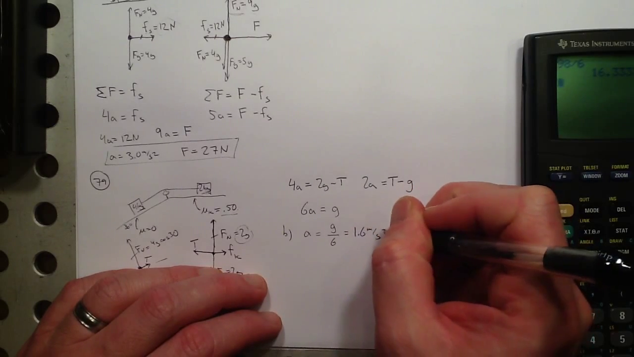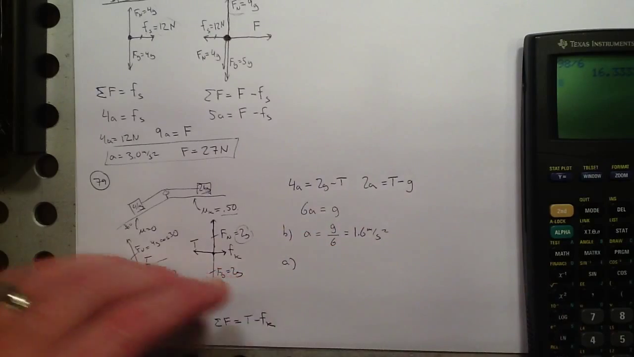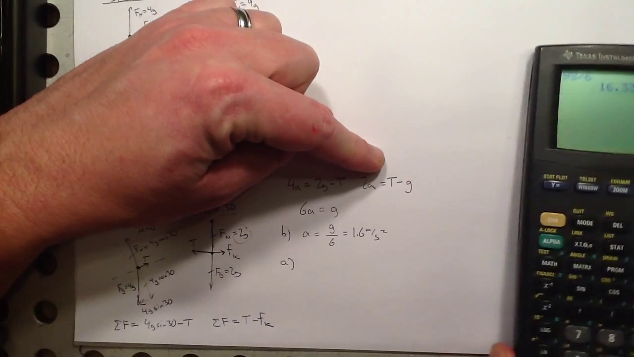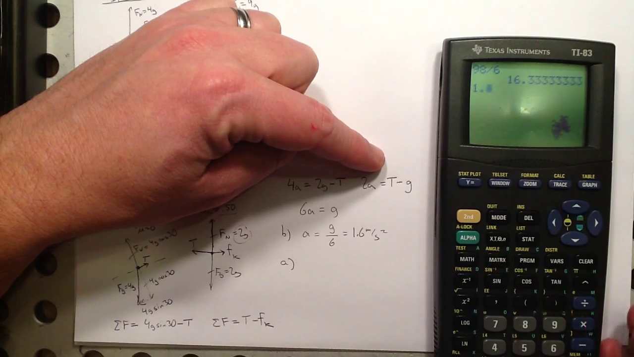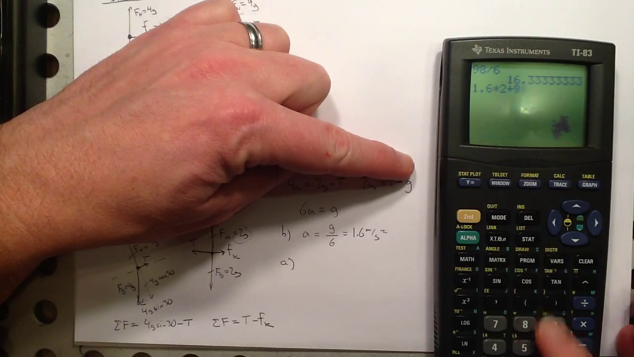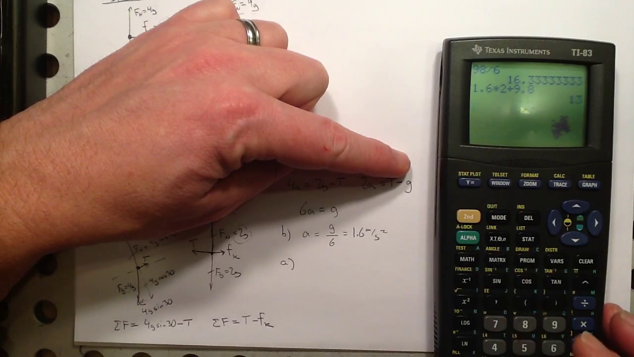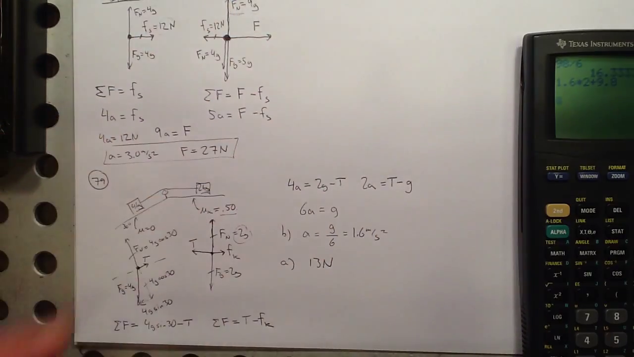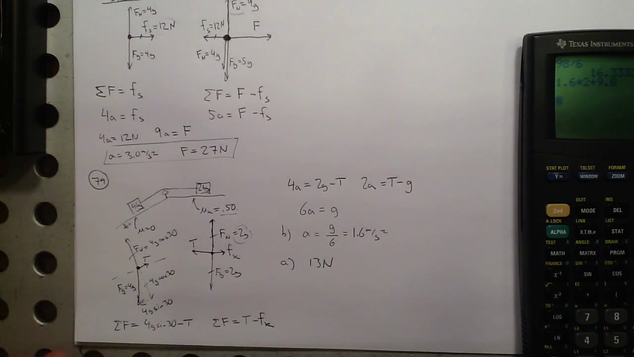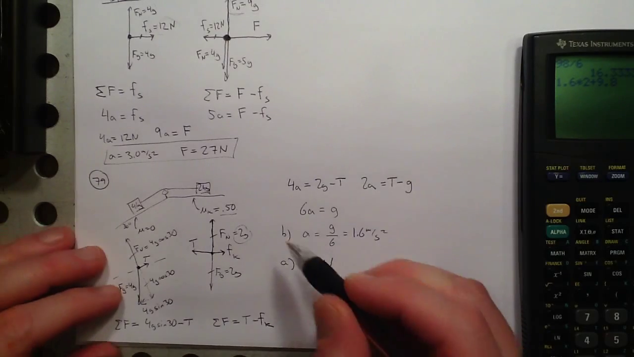And part A, they wanted the tension. So one of these, you could say it's about 1.6 times 2, and then add the plus g. So it'd be about 13 newtons. And I'm pretty confident about that, but we better just check to make sure. 13 newtons and 1.6 meters per second squared. That's correct.